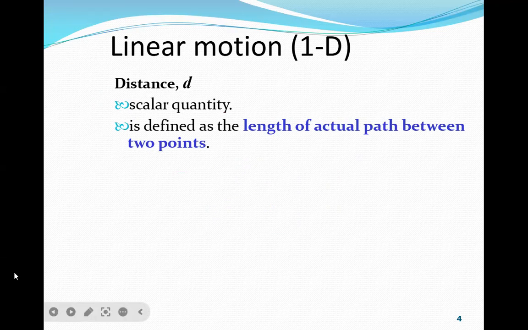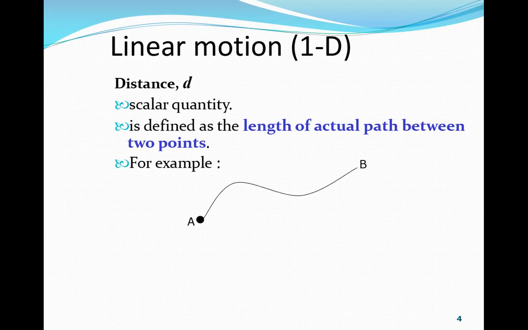Now, the second part is displacement. But before the displacement, I want to show the distance. For example, a body is moving from A toward B, like that. It's called a distance, but it's not in a straight line. But we are saying that this is a linear motion. Why? Because this body acts on a single axis. The body acts only on the x-axis or on the y-axis. There is no horizontal or vertical component of this motion.